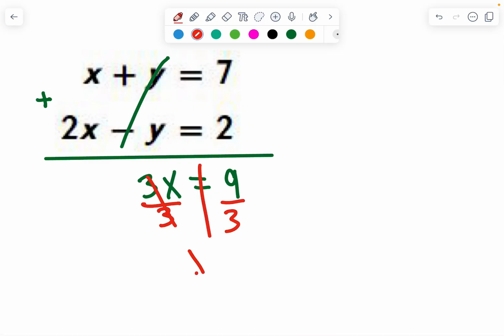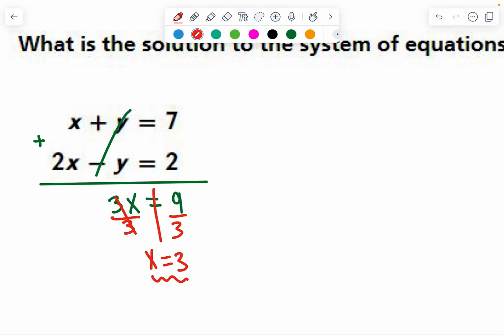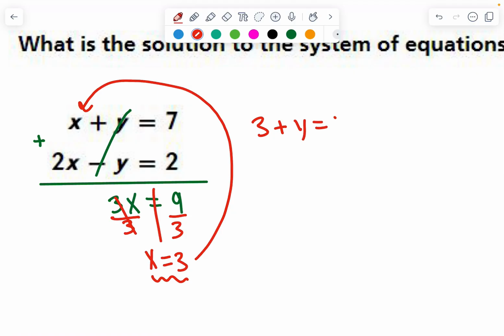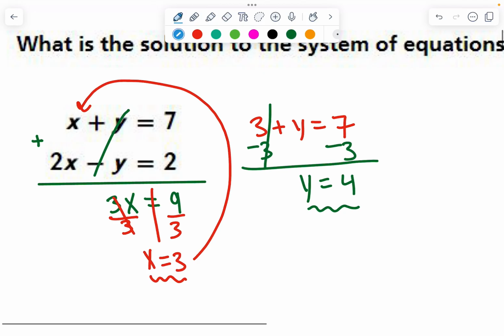So x equals 3. Now, once again, we need our x and our y values, so we're just going to plug this back into one of our equations. And just do the top one. So I'm going to have x plus... wrong one. 3 plus y equals 7. Subtract 3 from both sides. y equals 4. Now we can write our answer as an ordered pair. So we have (3, 4).